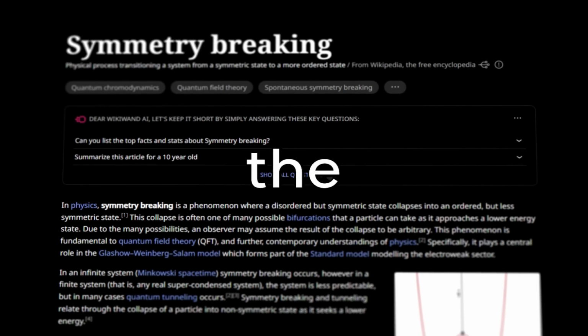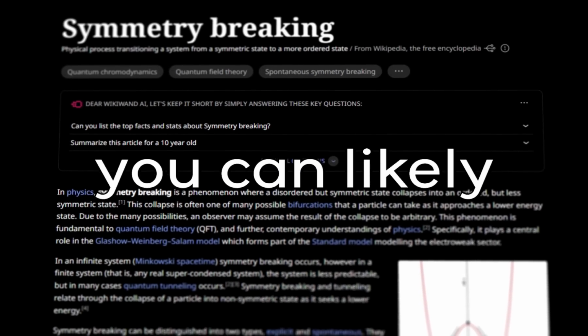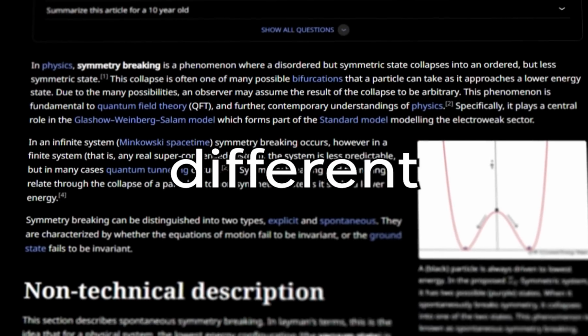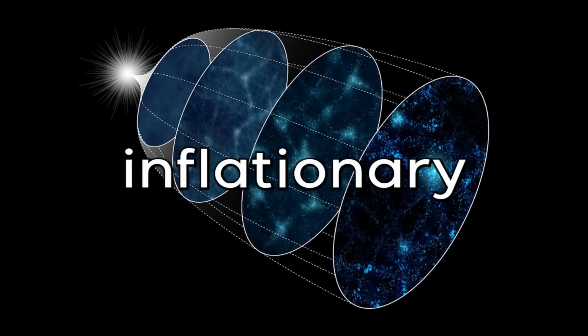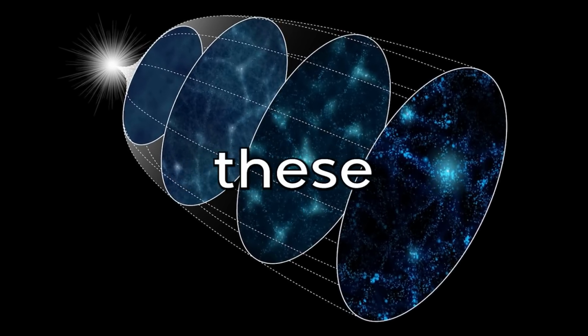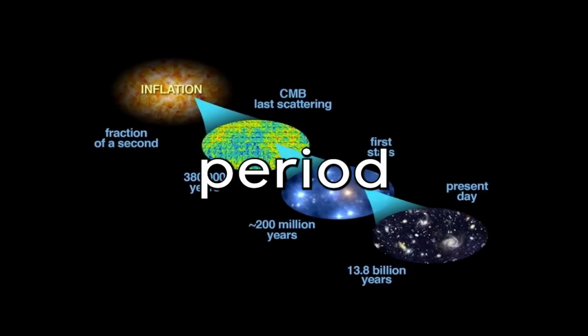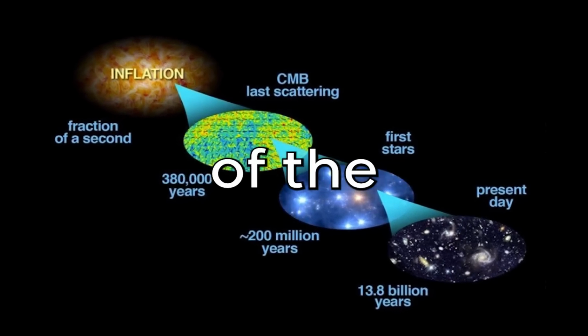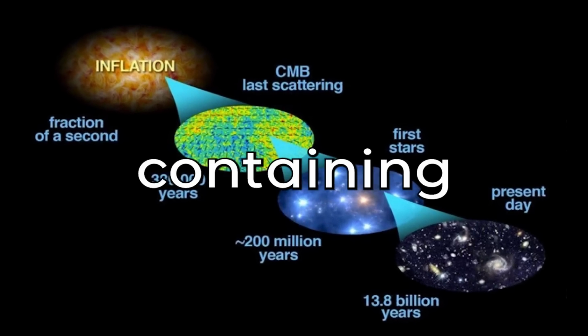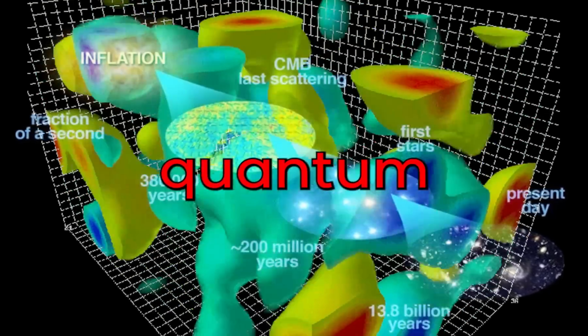Now that you understand the concept of symmetry breaks, you can likely imagine the implications for different types of symmetry breaks in other universes. But let's go back to inflationary cosmology to further explore how these different universes could evolve. This period of immense expansion was only made possible by the presence of the inflaton field, and this field contained the universe's first ever quantum fluctuations.